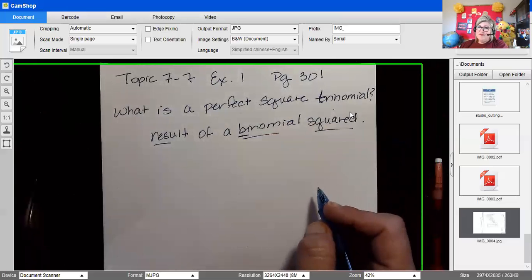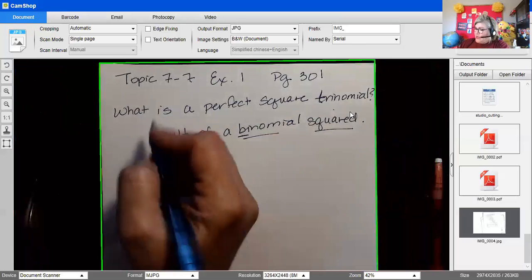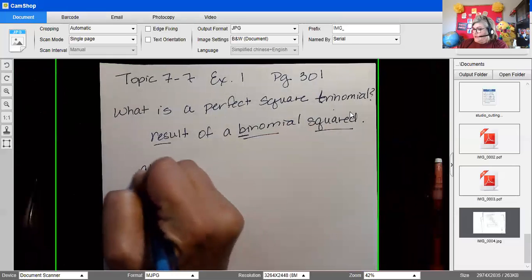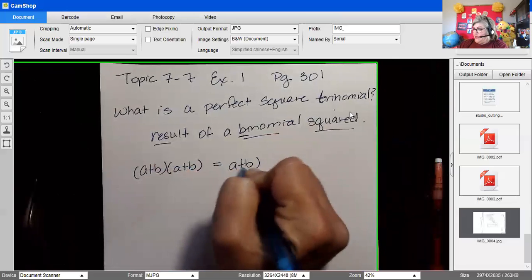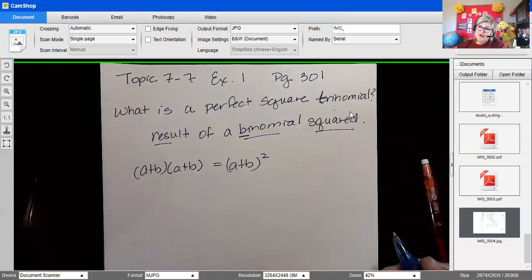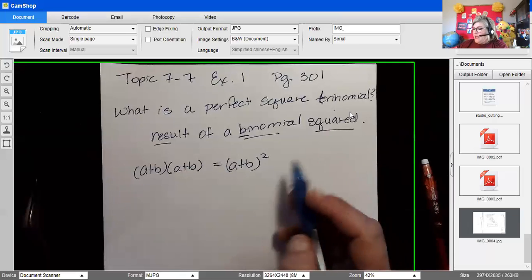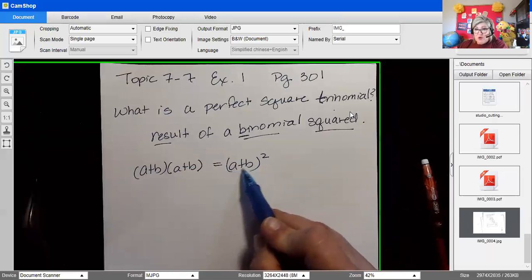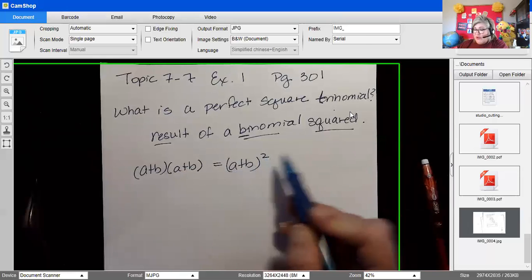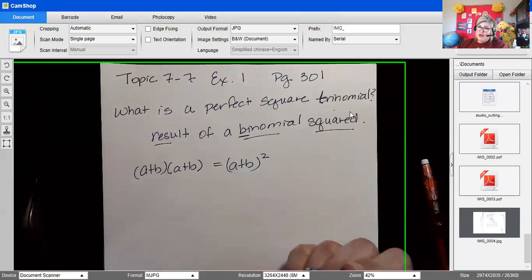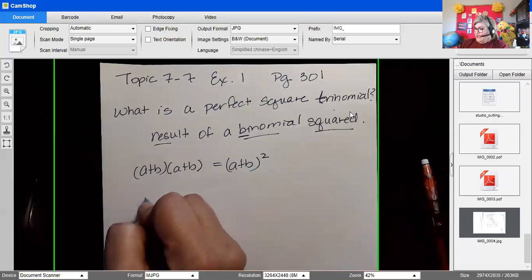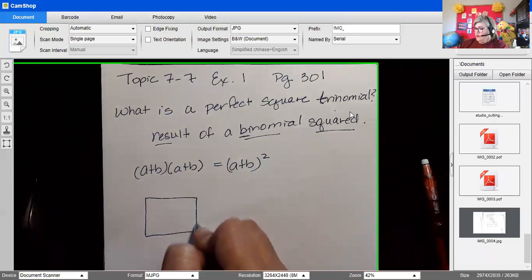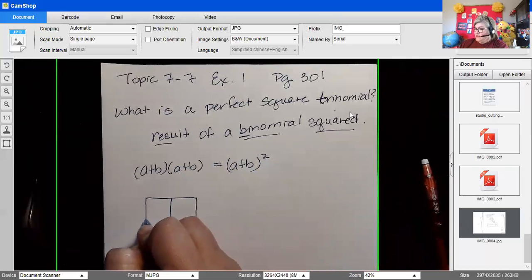specifically perfect square trinomials. So a plus b times a plus b is equal to a plus b squared. That's just another way to write a plus b times a plus b. And so this is a binomial that is being squared. If we want to square that binomial, then we're going to get a very special case, and we can prove this case by drawing out our area model using our box.